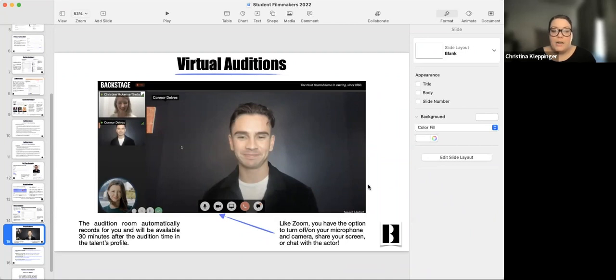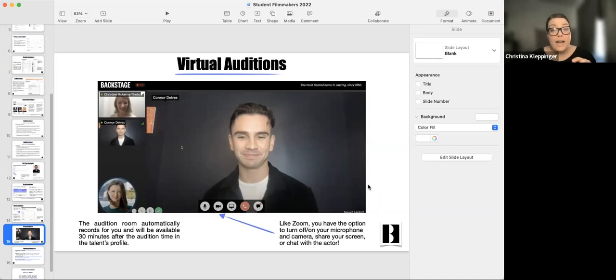So it's going to look very similar to Zoom. Like I said, it's going to automatically record, but you have all those same options as far as turning your video on and off, your audio on and off. You can also chat with the actors. If there's some sort of weird tech issue, their camera's not working, their audio's not working, you can chat with them too. You'll open up this audition room. Like I said, you're going to greet your actors. You'll go through your material a couple of times. And then when it's all said and done, you can either click the hang up or click out of the tab altogether. It takes about 30 minutes for that video to process, and then it'll land in the talent's profile.